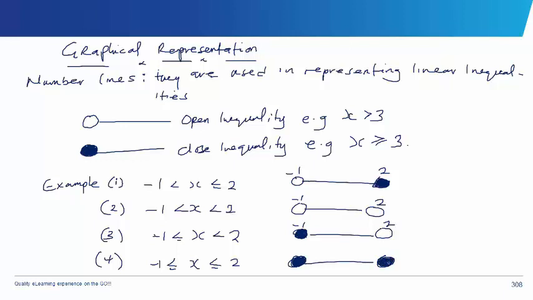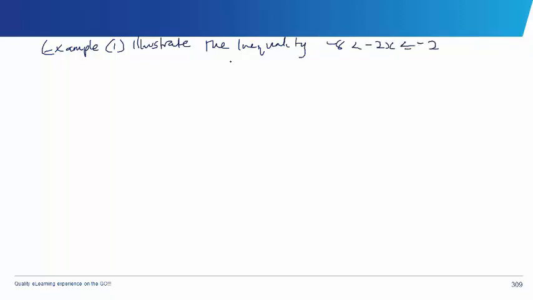Closed inequalities. And so you have minus 1 and 2 closed inequalities. Alright, since we now know this, we can take some examples combining all the facts we've gathered together. Example number 1, you are told to illustrate the inequality given. Illustrate the inequality minus 8 less than minus 2x less than minus 2.